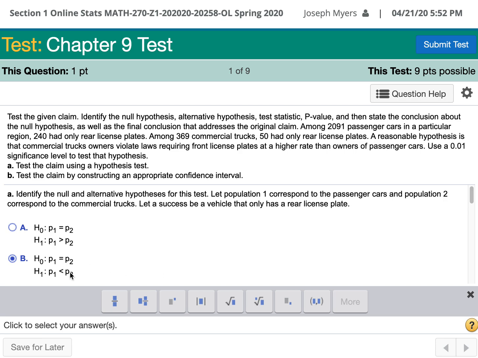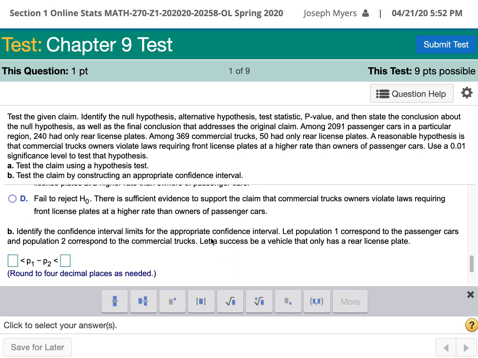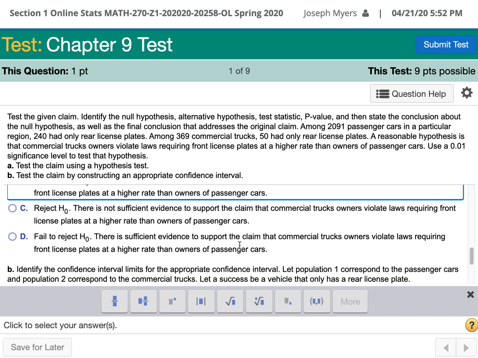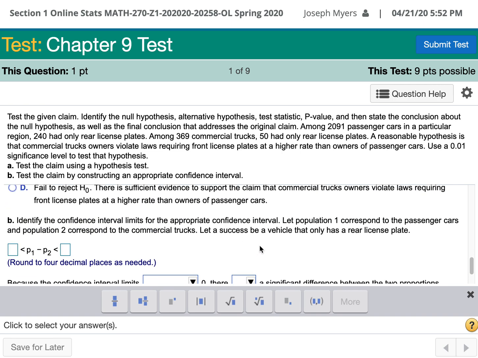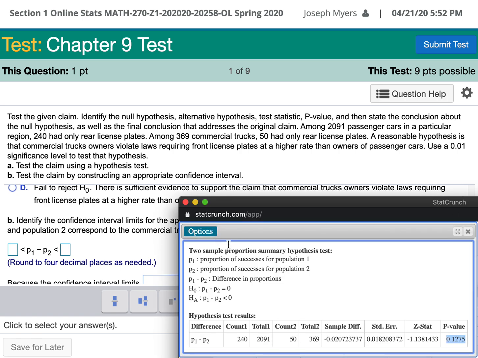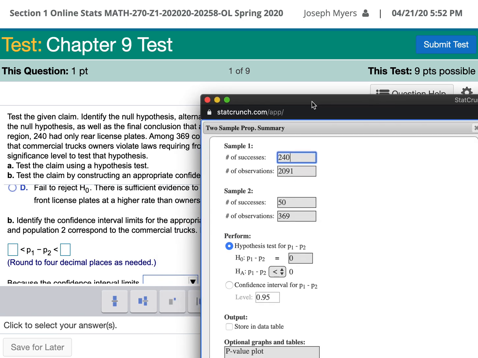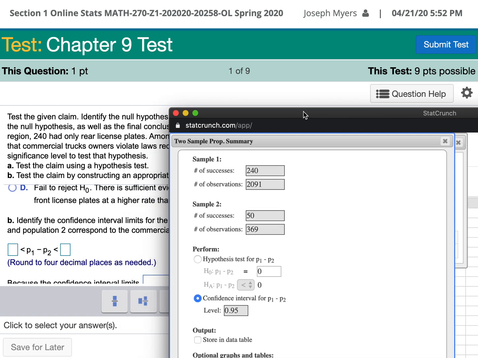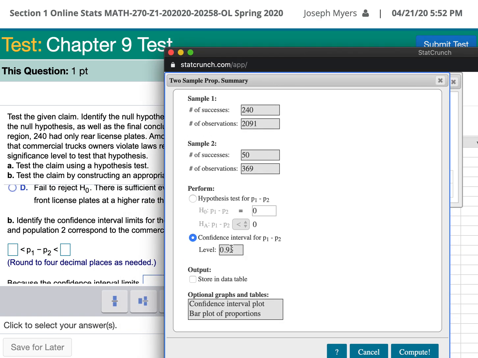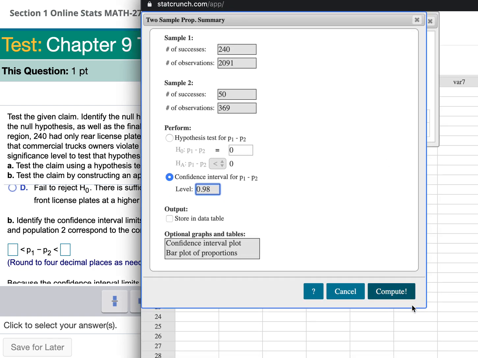Now notice that's a one-sided hypothesis. And the significance level is 1%. So then it says, identify the confidence interval limits that would represent that same thing. So if you have one-sided significance level that's 1%, then that means the two-sided would be 2% with 98% between it. So we're going to change these options and we'll choose confidence interval. And since it's a 1% significance level and it's a one-sided test, that means there's 2% on both sides, meaning that there's 98% between both sides.